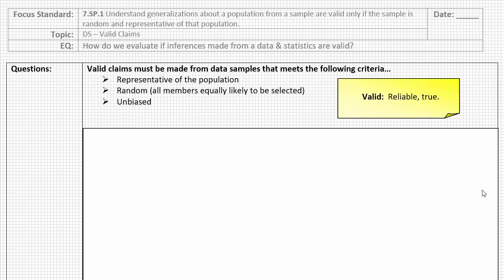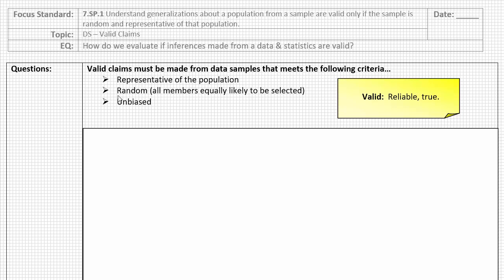A couple important things to keep in mind here. Valid, we keep hearing this word in the standard, in the topic, and in the essential question, and it's important that we know when we talk about valid, we're saying that something is reliable or that it's true. So these are some synonyms for that word valid. Valid claims must be made from data samples that meet the following three criteria. They have to be from a sample or the entire population, but a sample that is representative of the population.